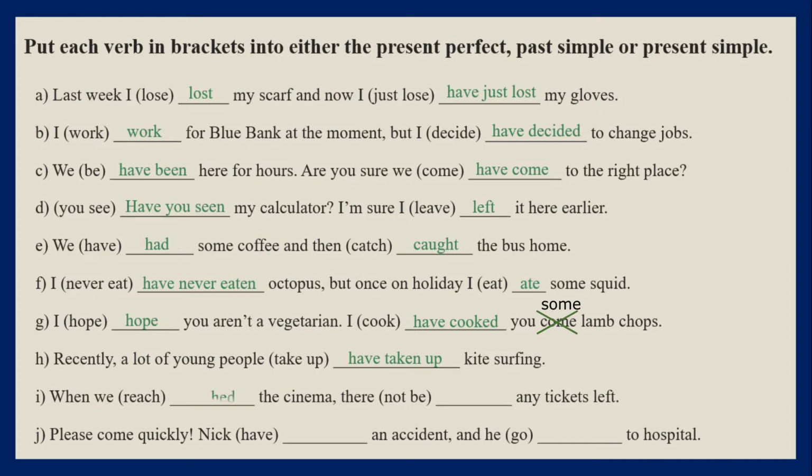I. When we reached the cinema, there weren't any tickets left. Again, it's as if you are telling a story, so you are describing two main events happening one after another, so we use past simple.